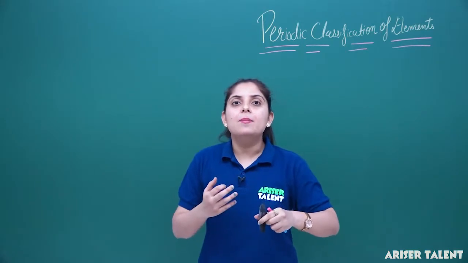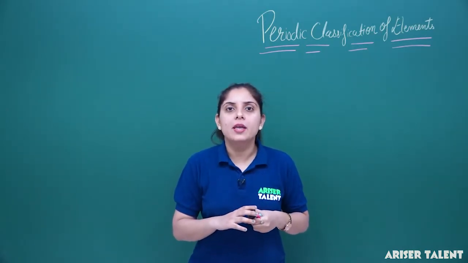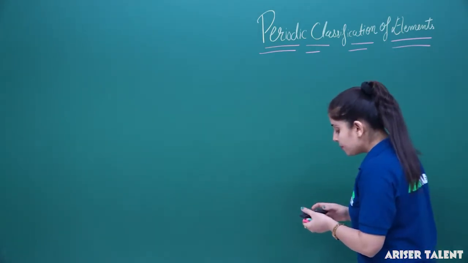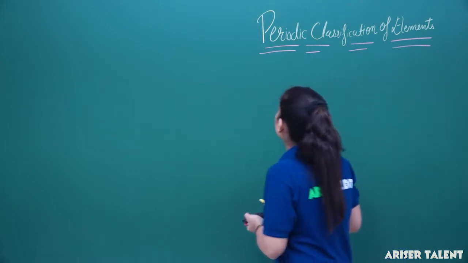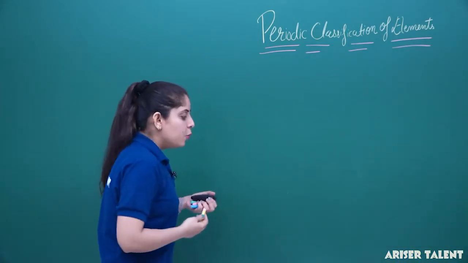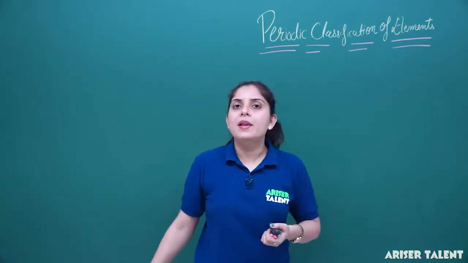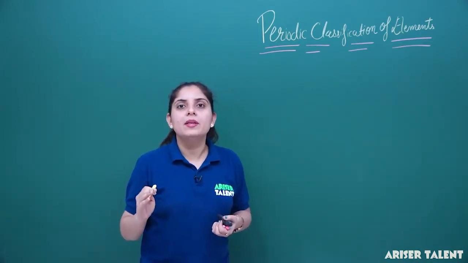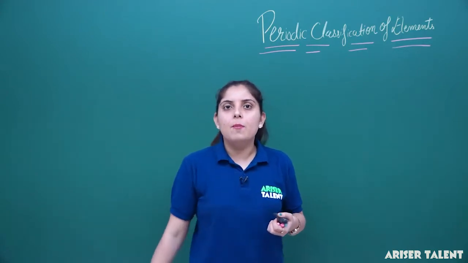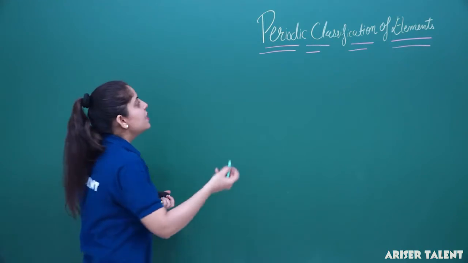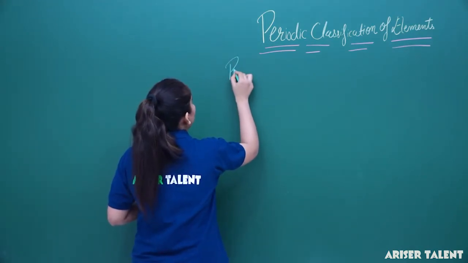So let us learn more about the modern periodic table, and we will also learn some rules to remember the elements of the modern periodic table. So let's start with the modern periodic table. Henry Moseley says that the properties of elements in the periodic table are a periodic function of their atomic number, following physical and chemical properties. But how does this periodicity exist in the elements? Let us discuss that now.